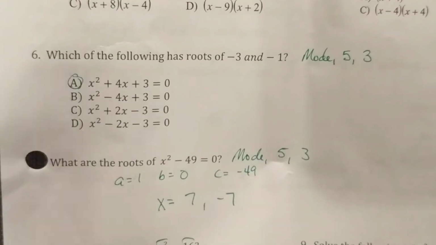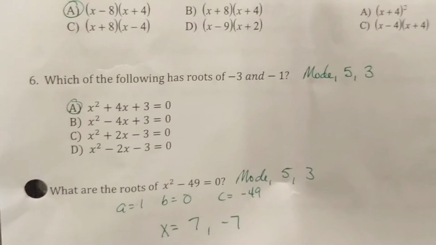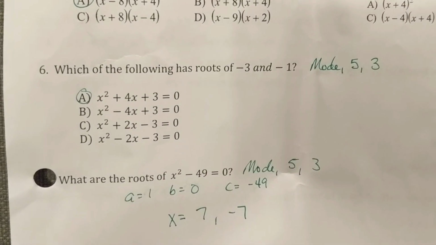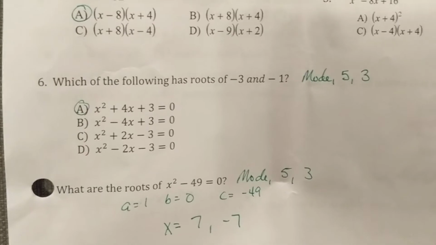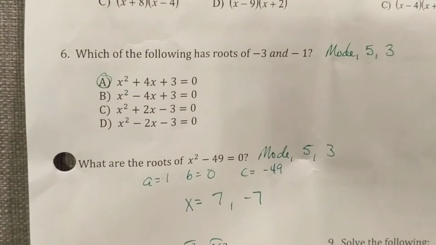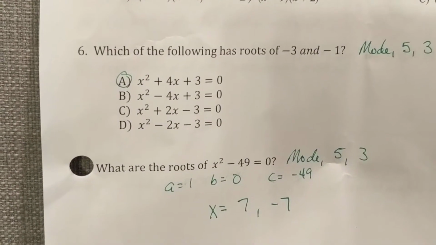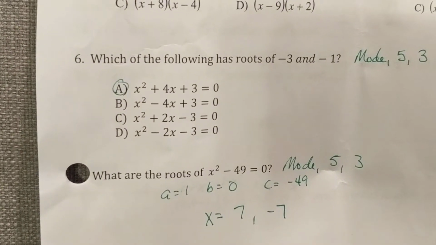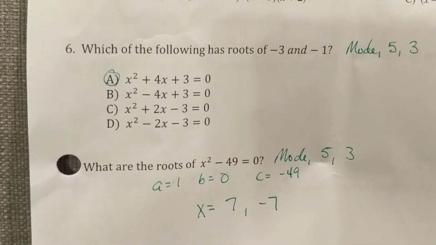Alright, number 6. It says, which of the following has roots of negative 3 and negative 1? Roots are solutions. They're the same thing as x-intercepts. Roots, x-intercepts, solutions are all the same thing. So you just go through and see which one has the same thing as negative 3, negative 1 when you do mode 5.3. And you'll get A is the one that has the same solutions. And these will be exactly how it looks. x1 will be negative 3 and x2 will be negative 1, or vice versa, whichever way it comes out.